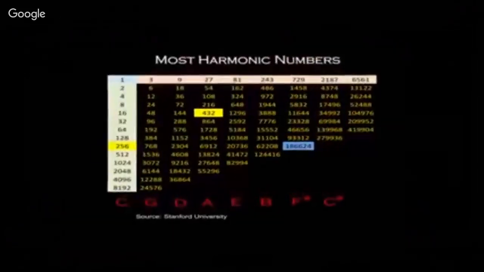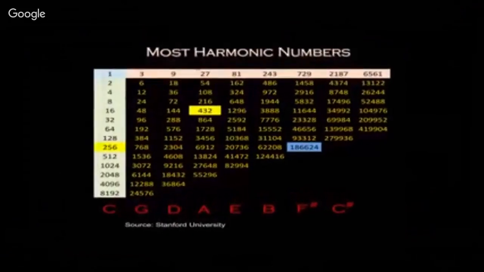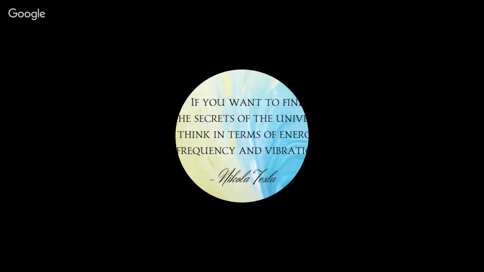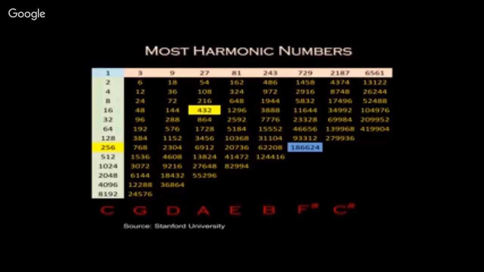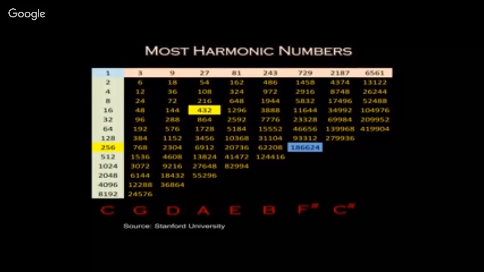Now, this graphic here is probably one of the most interesting I've come across in my research. It starts with the upper left-hand corner box with a 1, and then going down the left-hand side, and going across the top, you triple it. And then the resultant numbers you see in the matrix are the product of those numbers. So you can clearly see the 432 in there. Also, just one other thing to note, the blue box, 186,624, is less than 1% off from the accepted speed of light, which is 432 squared.